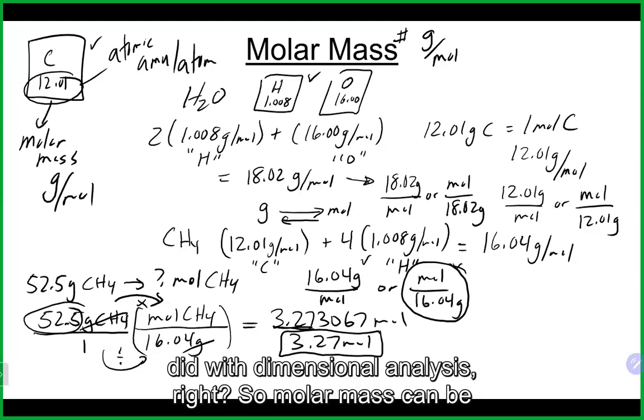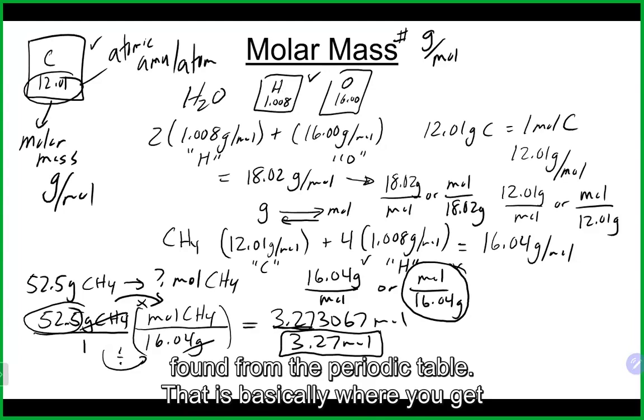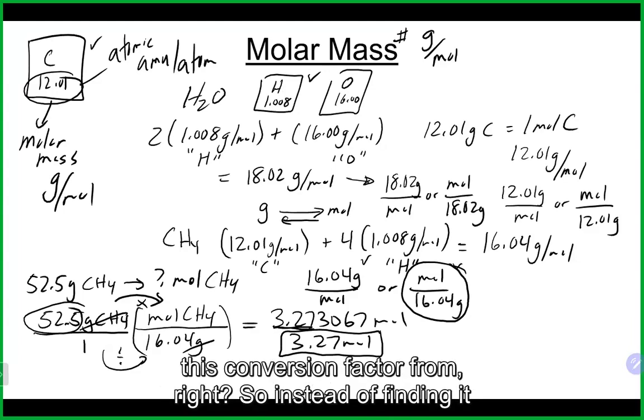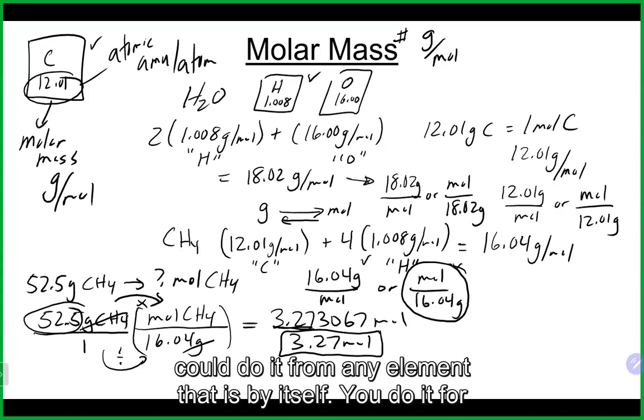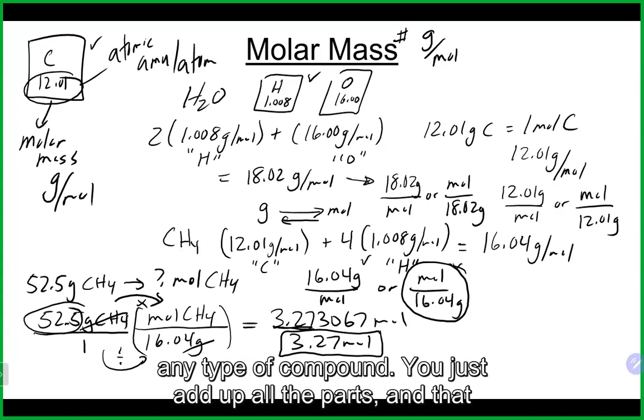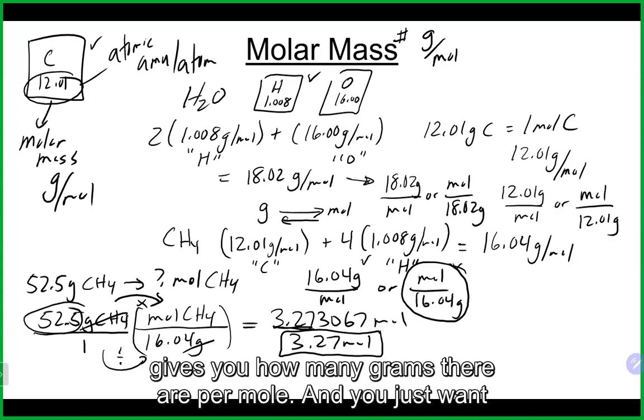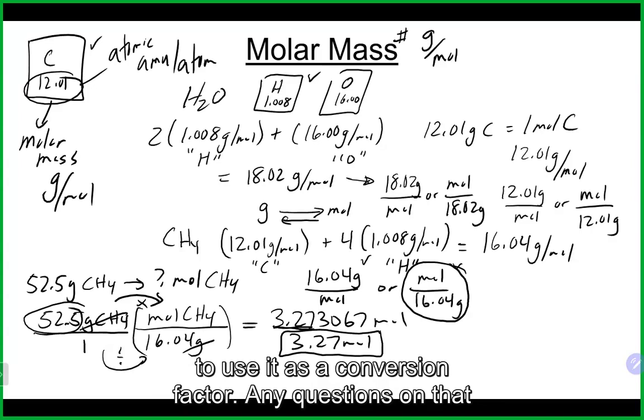So molar mass can be found from the periodic table. That is basically where you get this conversion factor from, right? So instead of finding it in a book table, you find it on the periodic table. You could do it for any element that is by itself. You do it for any type of compound. You just add up all the parts, and that gives you how many grams there are per mole. And you just want to use it as a conversion factor.